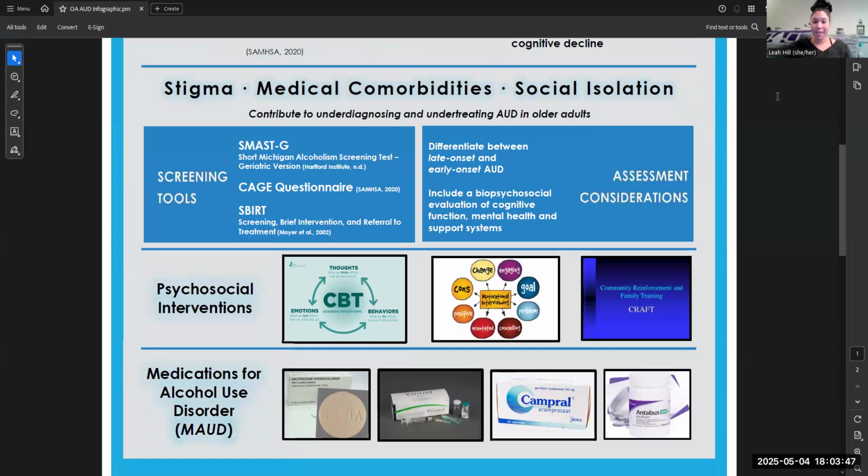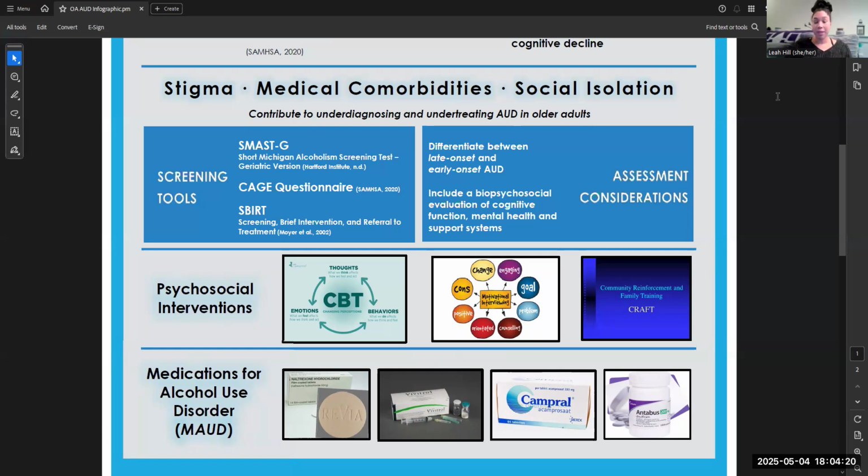Some of the screening tools that can be used for the identification of alcohol use disorder in the older adult population include the SMAST-G. That's the Short Michigan Alcoholism Screening Test, Geriatric Version. We also have the CAGE questionnaire. The CAGE questionnaire is a relatively brief screening tool, just asking about frequency and quantity and what else they may be using.